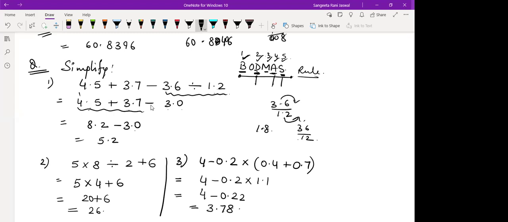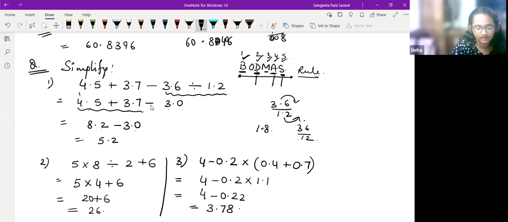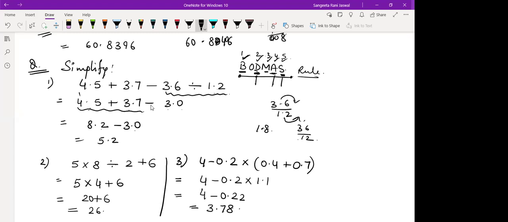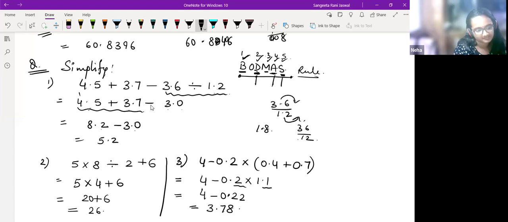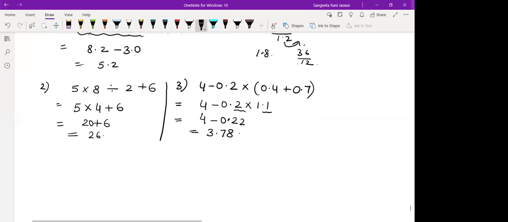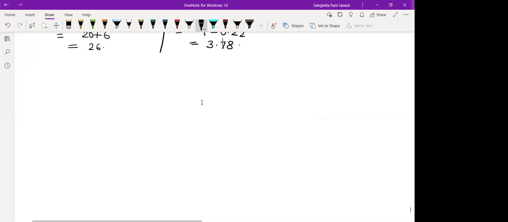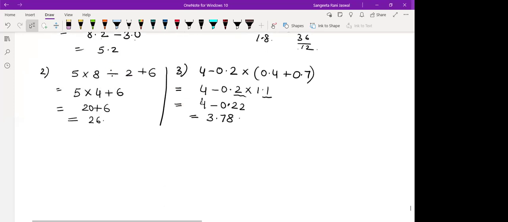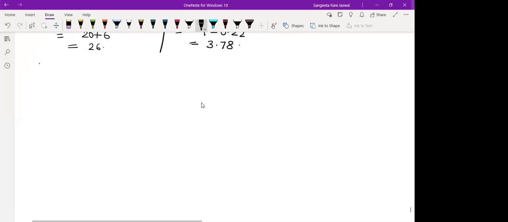Good. Ma'am, we did 0.2 multiplied by 1.1, like 2 by 10 multiplied by 11 by 10. This is 1.1, no? When you multiply this by 0.2, you will get 22, numbers multiplied by numbers, 11 into 2, 22. And then the decimal point after two places, like this, and you put it after one place. Make the correction. Now you understand, Adya? Yes, ma'am. Good. Okay, take another question.